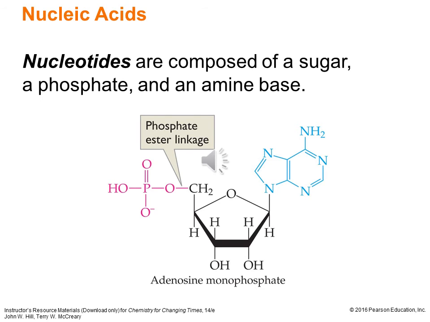So when looking at nucleic acids, nucleotides are important structural subunits, and they're composed of a sugar, a phosphate, and an amine base. And so we see here adenosine monophosphate is our nucleotide, and the phosphate is linked by what's known as a phosphate ester linkage. So a traditional ester is a C-O-C bond. Here a phosphate ester is a C-O-P bond, with that phosphate group being the rest of the phosphorus moiety. And then finally we have attached to that sugar the amine base.